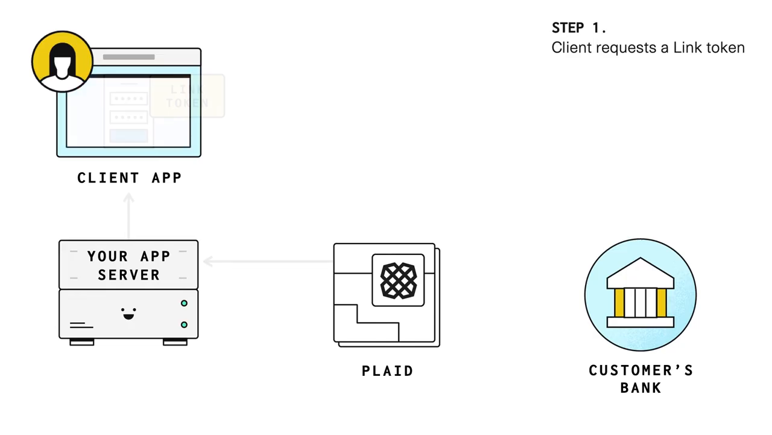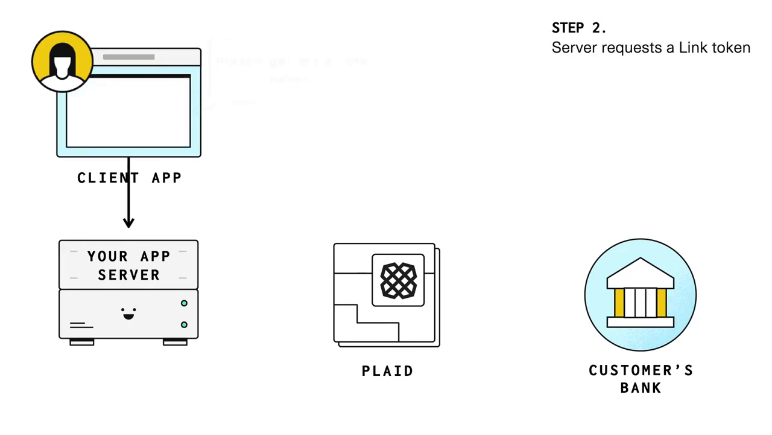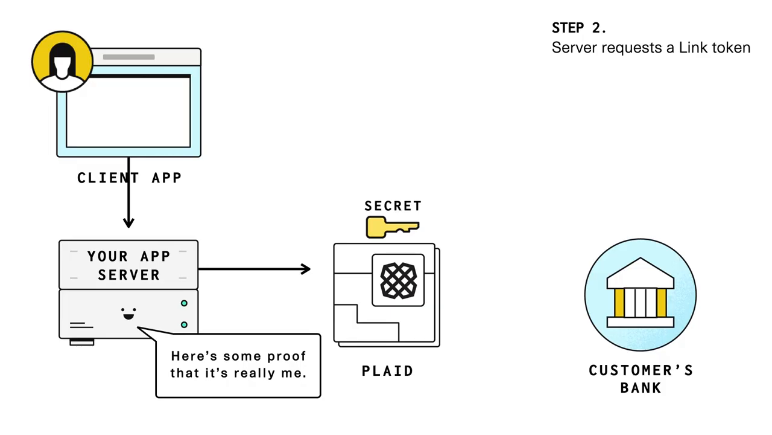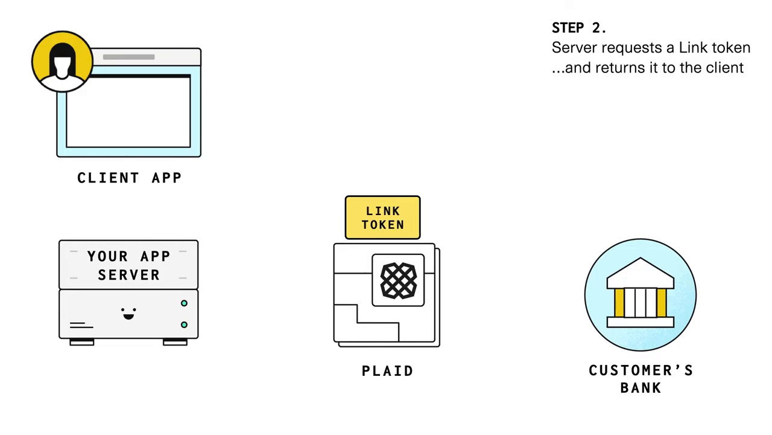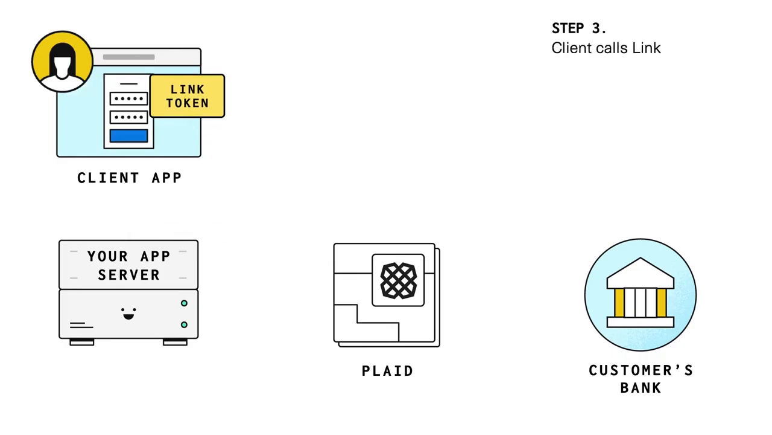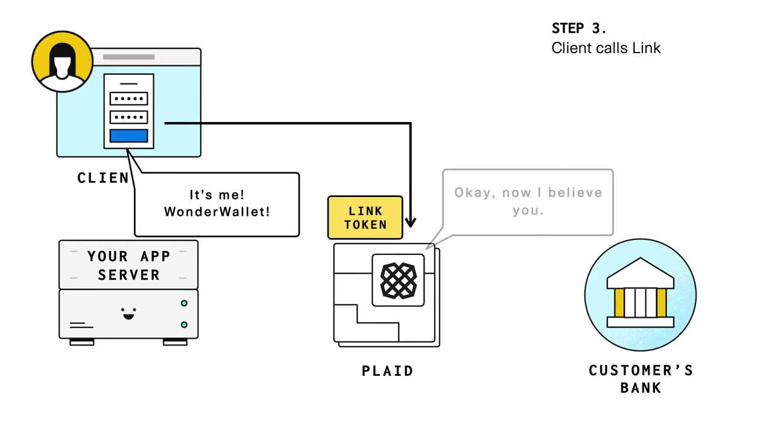So step one, your client is going to talk to your server to request a link token. And then in step two, your server is going to talk to Plaid and ask for a link token, again sending across its client ID and secret so we know it's really you. You're going to get back your link token, which you can then send back up to your client. Your client application is now ready to open up Link, passing along this token. Plaid will verify that the token is valid, and then it will start the link process.